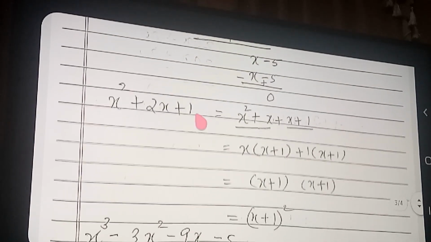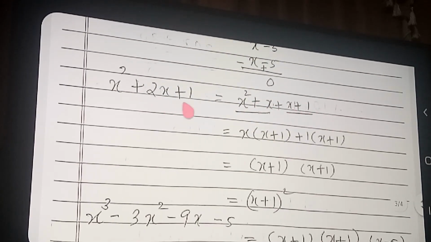So x square plus 2x plus 1, factorizing. See here, the middle term I split. How did I split? x plus x, how much is it? 2x. Okay. First two terms, take common. Here nothing is common, so 1 is taken common outside.